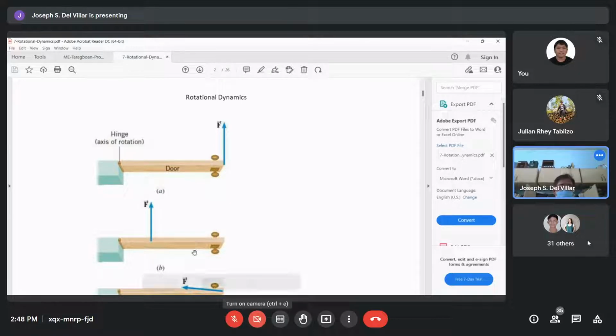Now, halimbawa, dito nyo itry itulak yung door dito sa point na to, mahirap. Diba? Parang mahirap buksan. So as you move closer to the hinge or to the axis of rotation, the more it would be difficult to open the door. Okay? Kasi yung torque dito is already very small. Whereas here in A, the torque is large enough to open the door. Okay?